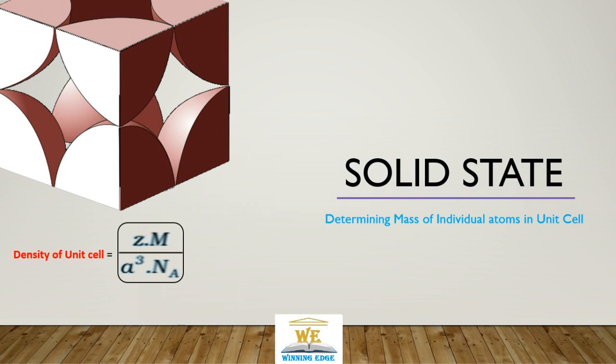Whatever is known, this is known, Avogadro number is known, unit length we can find experimentally. This we know from the arrangement. So the density of a unit cell can be found. Or if we know the density of a unit cell, and we assume that density is uniform throughout that crystal, then using it we can find the molecular weight also.